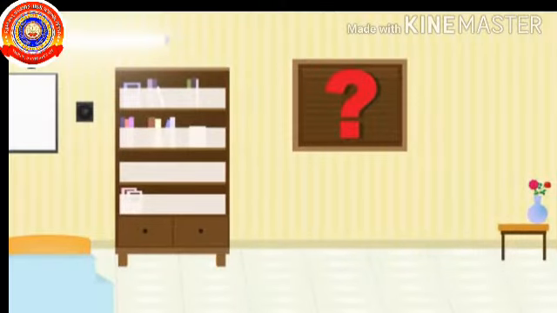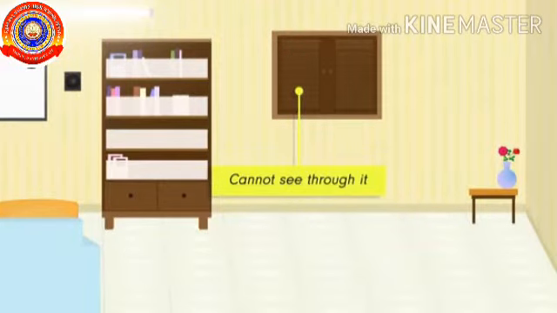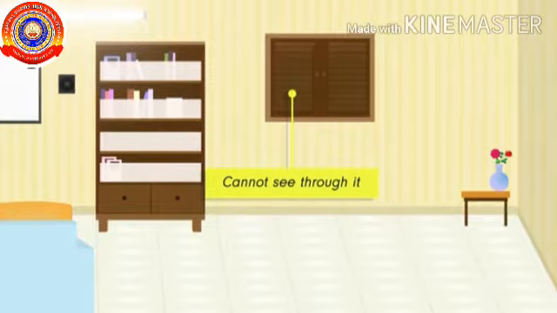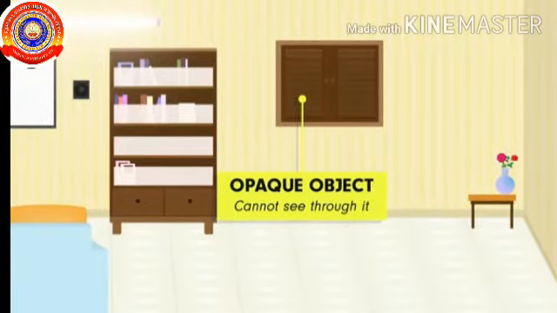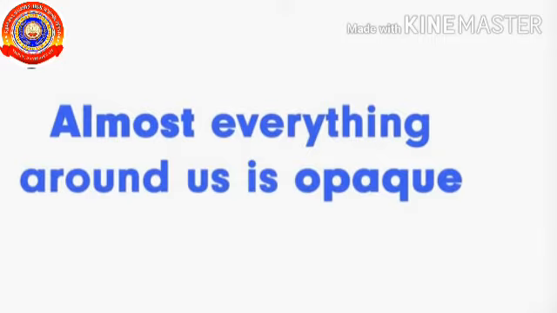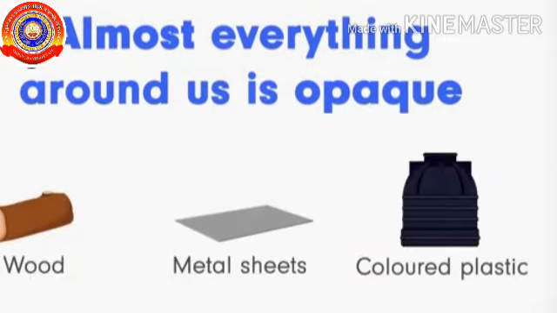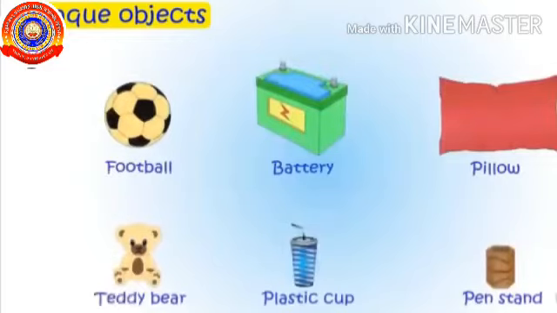It's easy because the light from the outside of the window does not reach us. The wooden shutter blocks this incoming light. Such objects are called opaque objects, and they are very large in number. Almost everything around us is opaque if you think about it. Wood, metal sheets, colored plastic, football, battery, pillow, teddy bear, plastic cup, pen stand, etc.